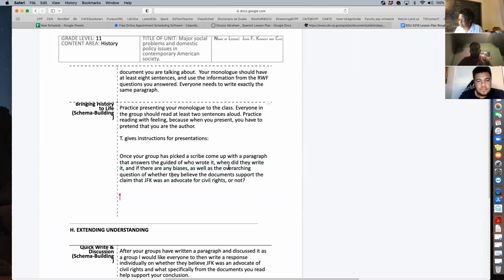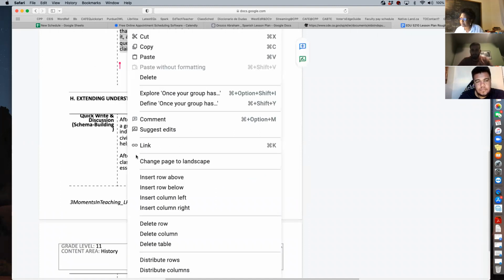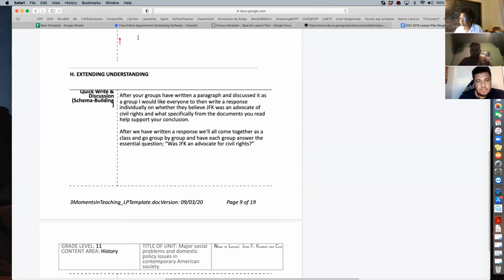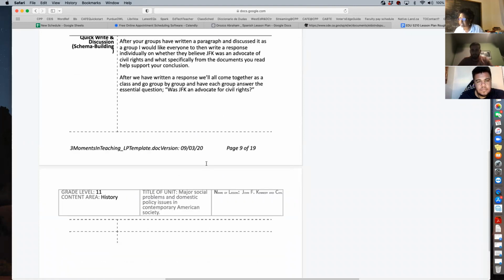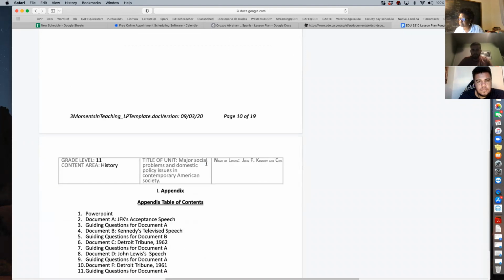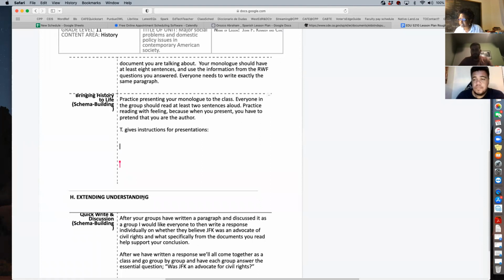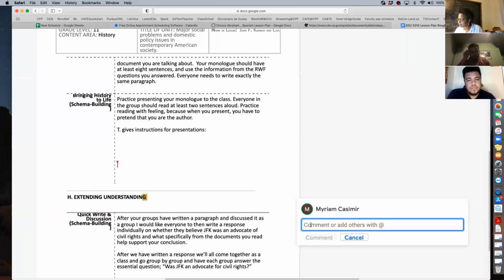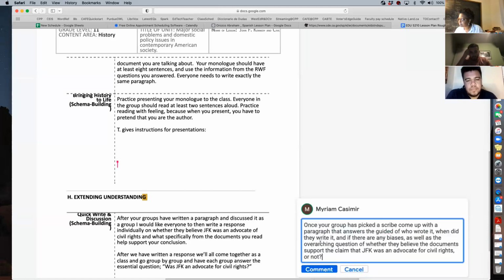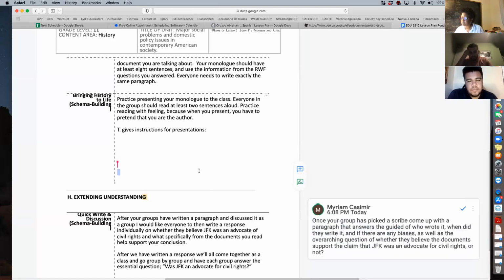Overarching question: do they believe the documents support the claim that JFK was an advocate for civil rights? This is nice, so let's hang on. I'm just going to cut it and paste it here, just so we don't lose it. Okay.